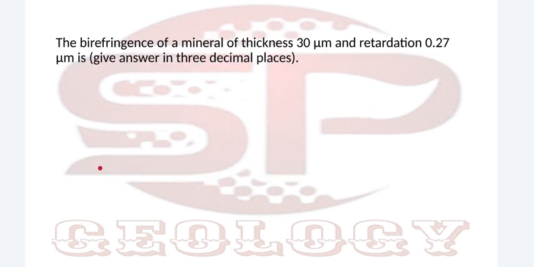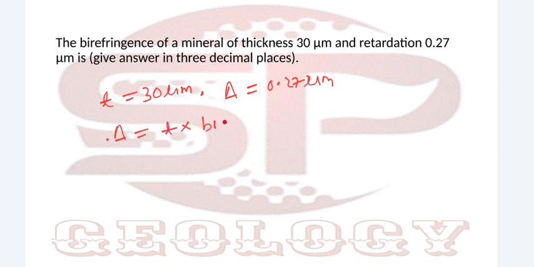The birefringence of a mineral: thickness is given as 30 μm, and retardation is given as 0.27 mm. So you have to calculate the birefringence. Retardation equals thickness times birefringence.